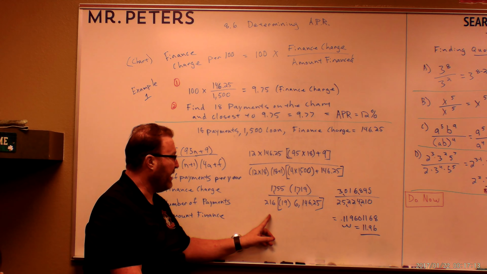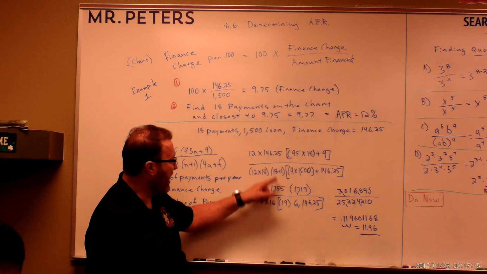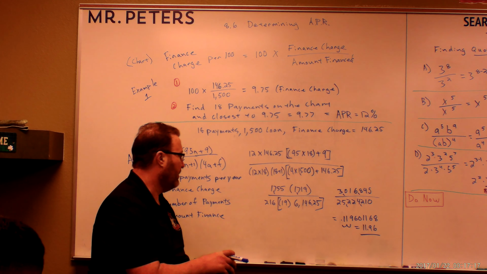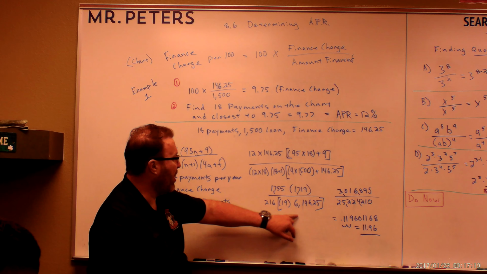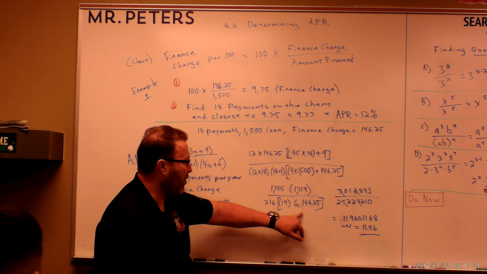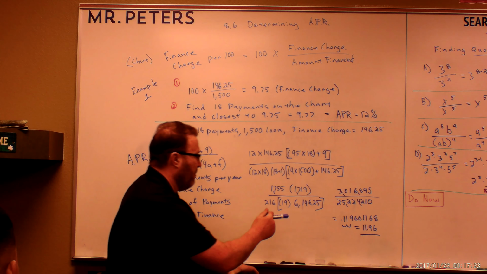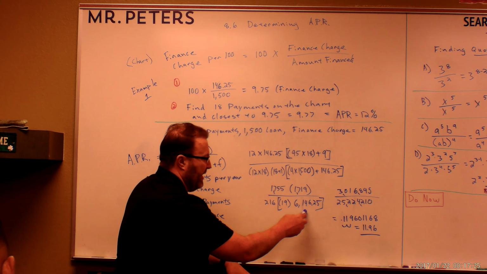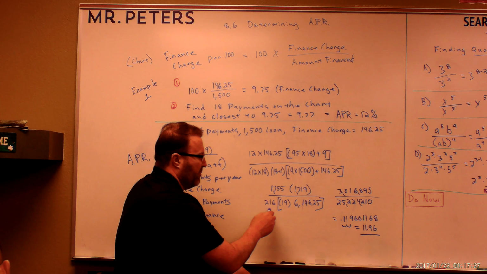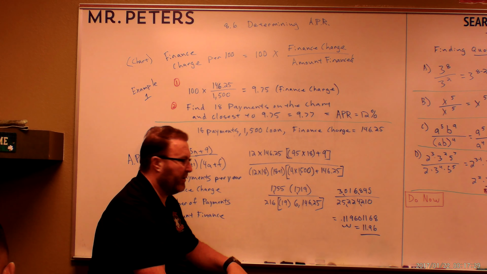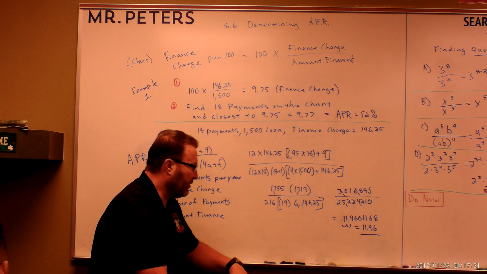Yes, sir. Okay, now from here, so we took care of this. We have the 18 plus 1, and then the 6,146.25. So we're going to multiply 19 times this, and then multiply it by 216. Tell me what you come up with. So 6,146.25 times 19 times 216.